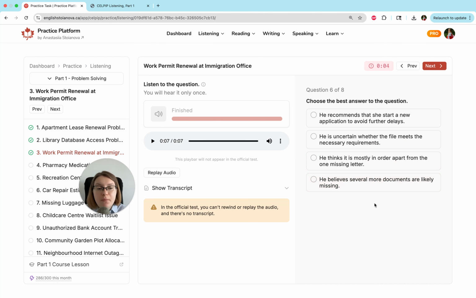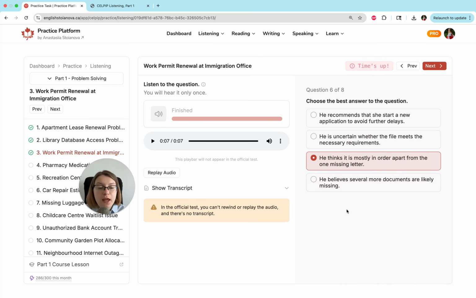If you remember, they mentioned a certain detail about the letter, right? So we need to choose whatever is closer to what was mentioned. He said that it should be fine, right? He was saying it looks fairly complete, yeah? And the employer letter is missing. So that's what we have to choose here, right?